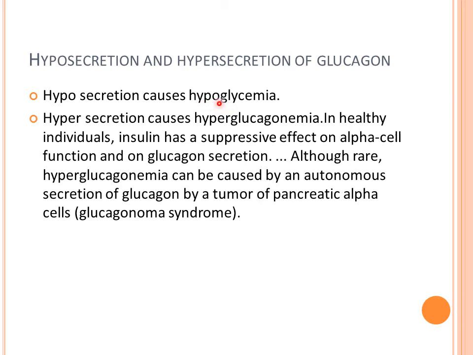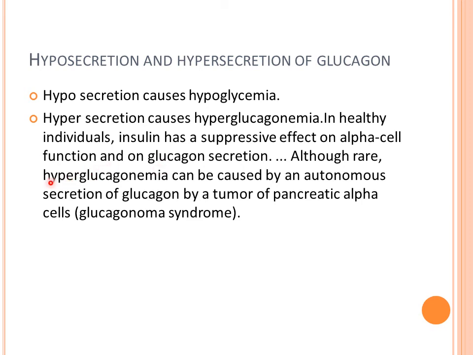So these are all either due to the effect of hyposecretion of glucagon or hypersecretion of insulin. So it should be tested properly. Now if there is hypersecretion, it causes hyperglucagonemia. Hyperglucagonemia means that in a healthy individual, insulin always has a suppressive effect on the alpha cells. Because they have opposite effects, if more insulin is there in the blood, there should be less glucagon, so that they can function normally.